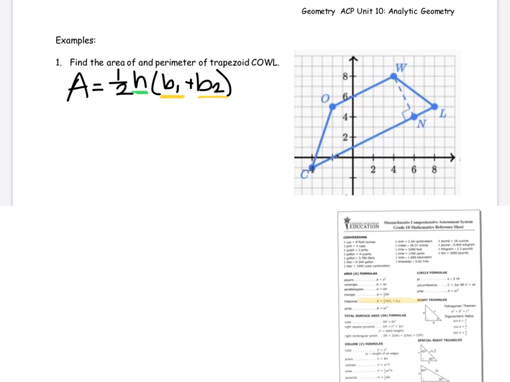So the first thing I'm going to do is highlight my bases in yellow. Remember, the bases of the trapezoid are the parallel sides, and the height is the distance between them. And notice again that I am looking for that perpendicular relationship between base and height. So in order to find base and height, I am going to have to calculate the length of each of these sides. So I'm going to use the Pythagorean theorem to do so.